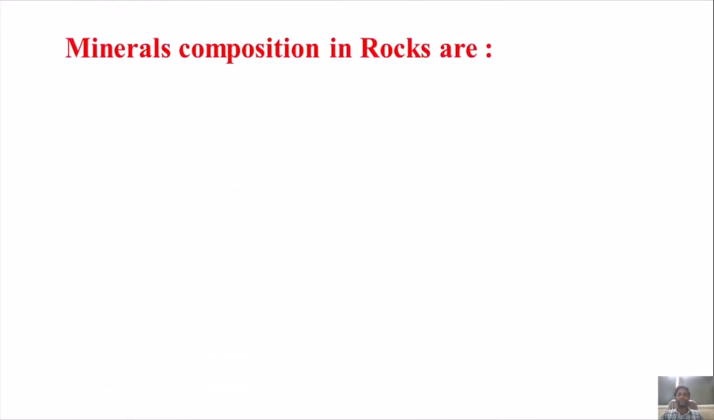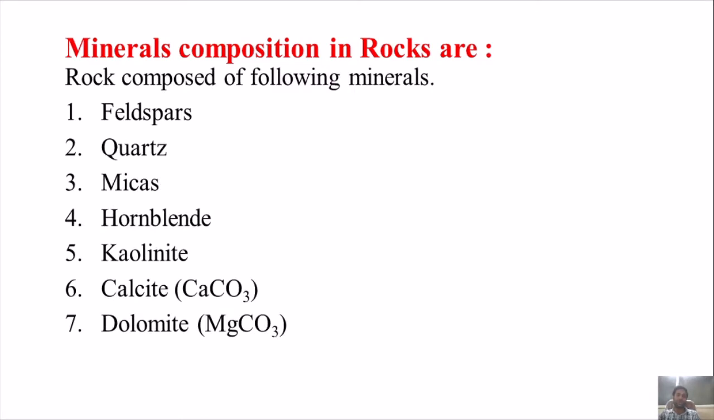So what makes a rock so beautiful and so strong? Of course, it is minerals. Let us see the different types of minerals which compose a rock. You must have heard of feldspar. Feldspar is one mineral. Quartzite, micas, hornblende, kaolinite, calcite, dolomite. These are the different minerals present in rock. One or more minerals together form a rock.